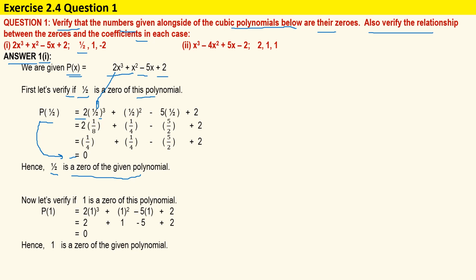So second step is that we will verify that if 1 is a zero of this polynomial, so we find the value of p(1), that is when x is equal to 1, and we get that p(1) is equal to 0. Hence 1 is a zero of this given polynomial.